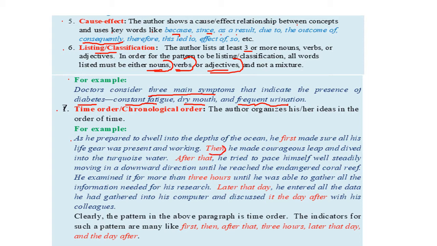Take a look at the words in red. They are all time words. So this is a great indicator that this pattern of organization here is one of time or chronological order. Of course, you remember from last year when you see the prefix chron or chrono, it means something to do with time. Clearly, the pattern in the above paragraph is time order. The indicators or clues, if you want, for such patterns are many. First, then, after, 3 hours, later that day, etc.